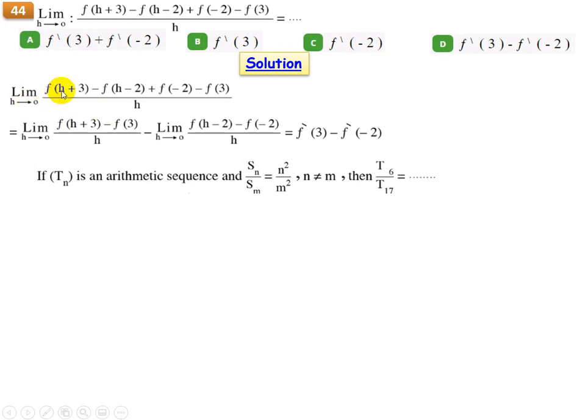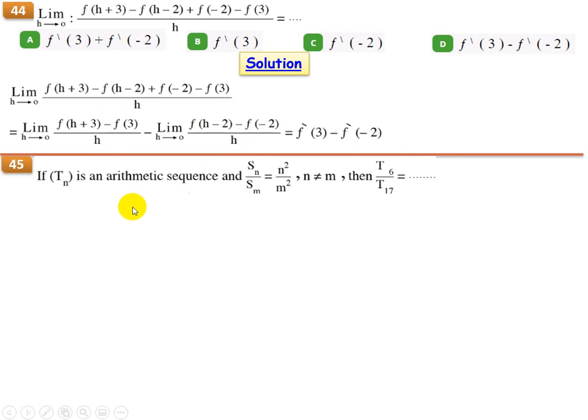To have here limit of f(h+3) minus f(h-2) plus f(-2) minus f(3), that is [f(h+3) minus f(3)] over h minus [f(h-2) minus f(-2)] over h. This is f'(3) and this is f'(-2).